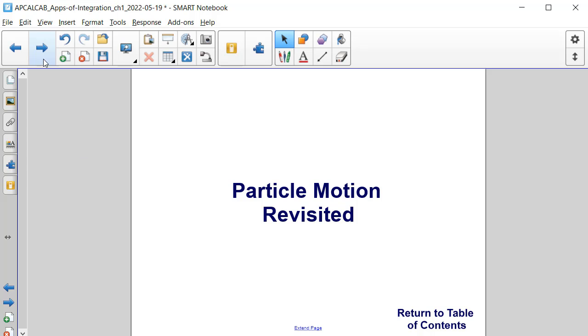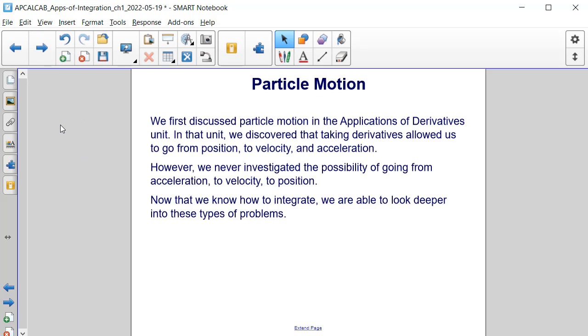Particle motion revisited. We first discussed particle motion in the applications of derivatives unit. In that unit, we discovered that taking derivatives allowed us to go from position to velocity and acceleration. However, we never investigated the possibility of going from acceleration to velocity and then to position. Well, now that we know how to integrate, we are able to look deeper into these types of problems.